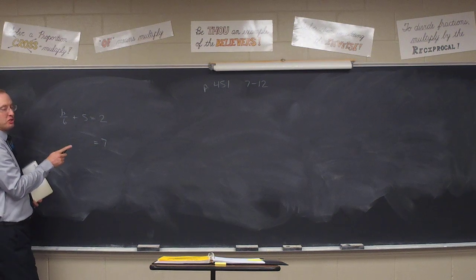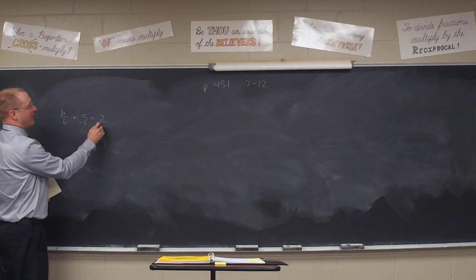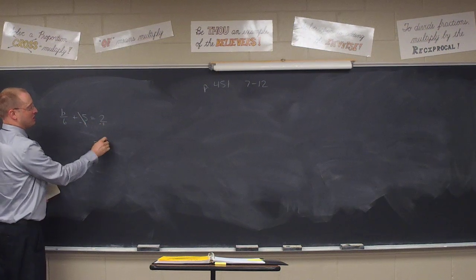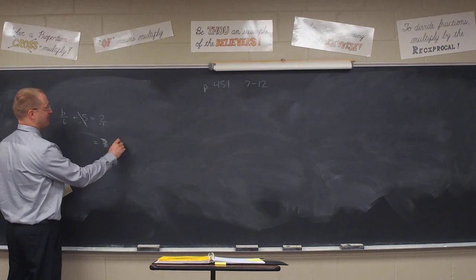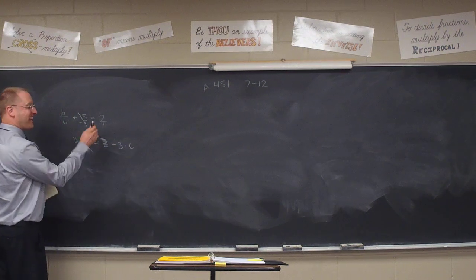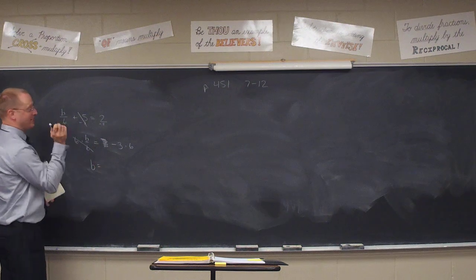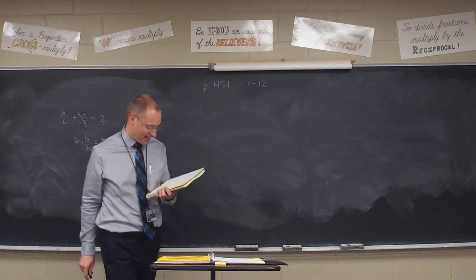What are we supposed to do to get rid of this positive 5, Michael? Change it to a negative. Put a negative 5, which does not give 7, Michael. It gives negative 3. So we multiply both sides by 6, which you did correctly. It's not 7 times 6 is 42, but negative 3 times 6 is? Negative 18. Negative 18 should have been our answer.